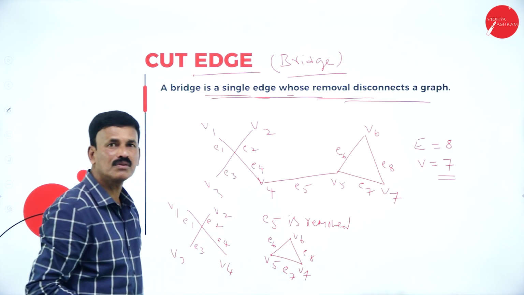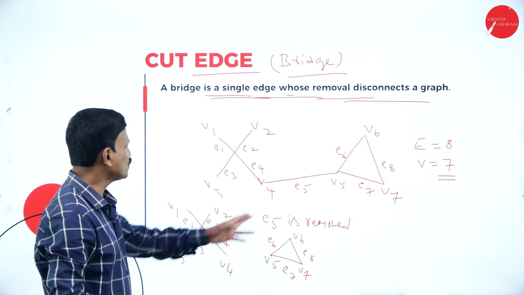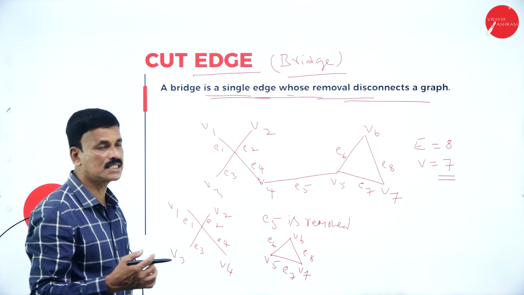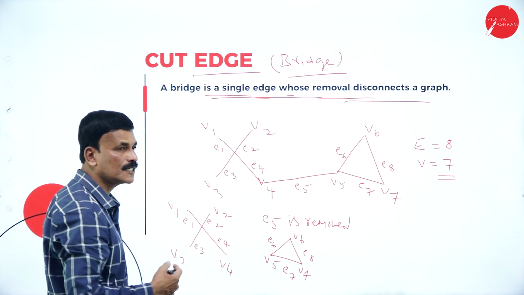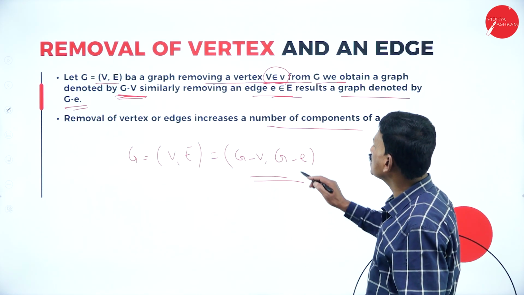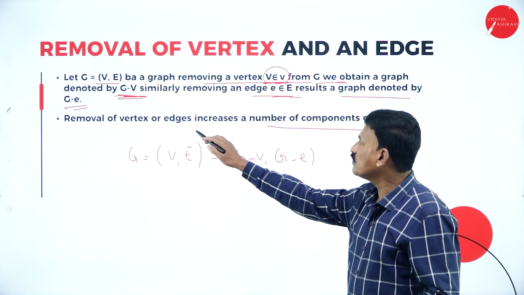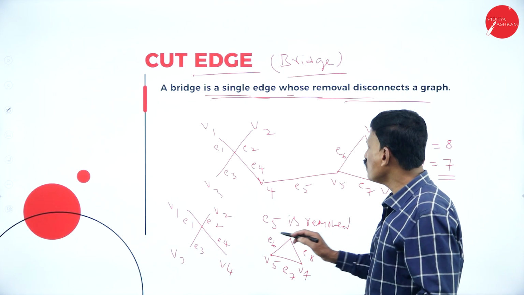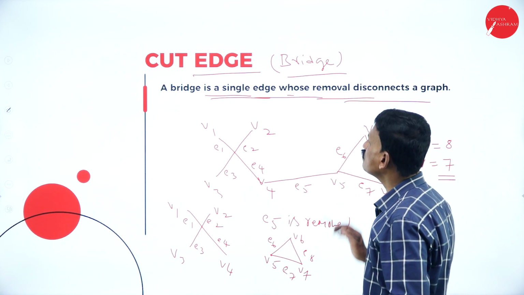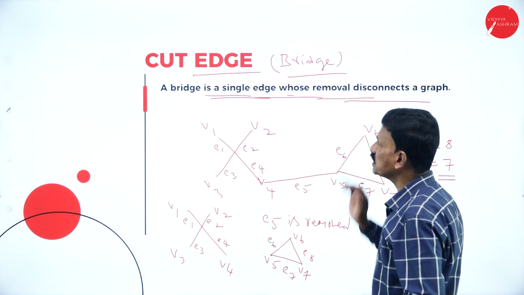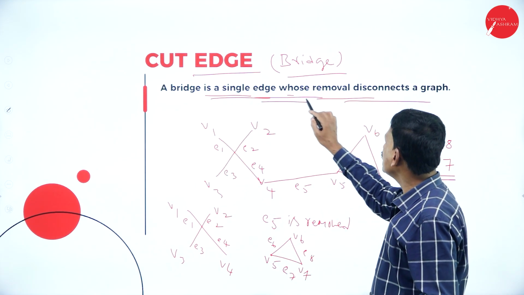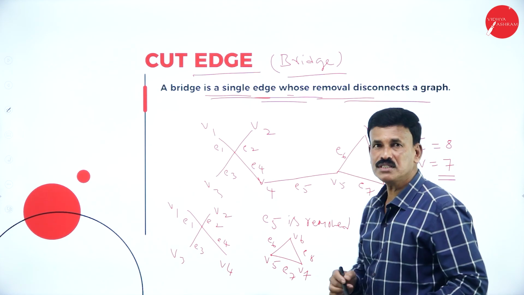This is the best example for a cut edge. Here we have removed the edge E5, so that the graph becomes disconnected, and thus we get two graphs. As I said in the previous explanation, if the removal of a vertex or edge increases the number of components, here one component changes to 2 components. This is an example of a cut edge or a bridge. In general, a bridge is a single edge whose removal will disconnect the given graph. That's it.